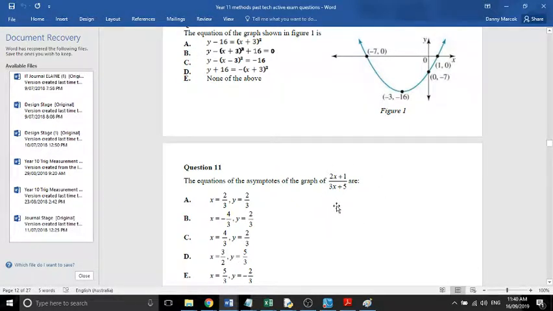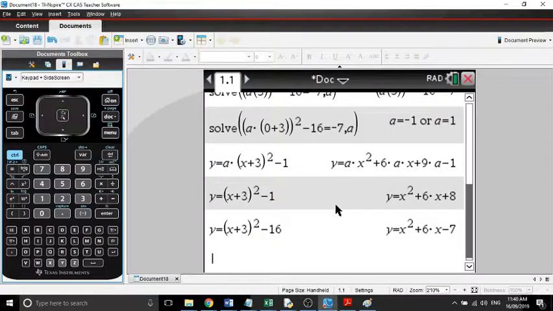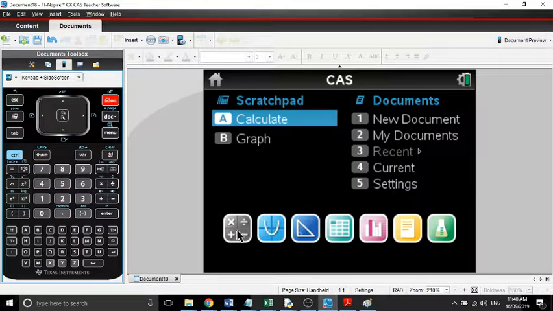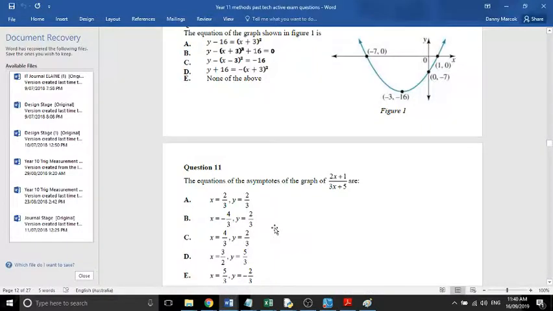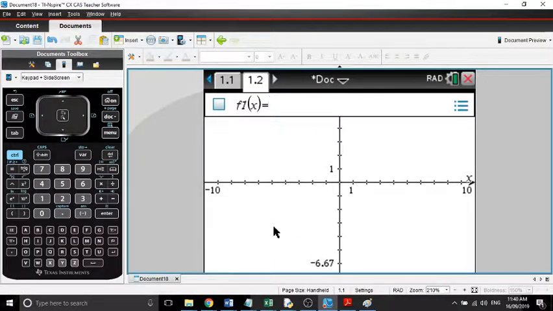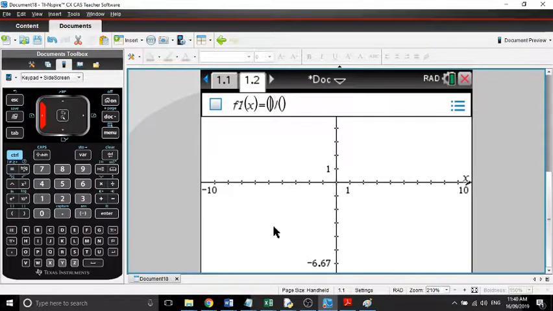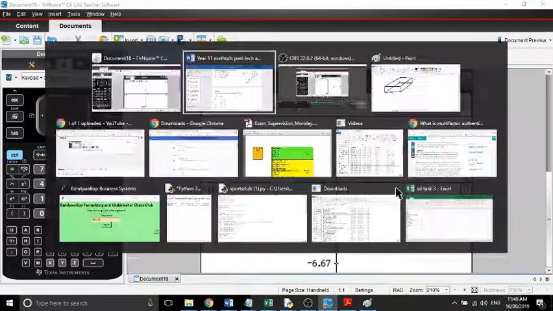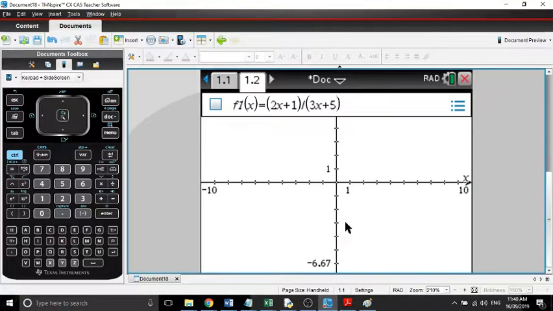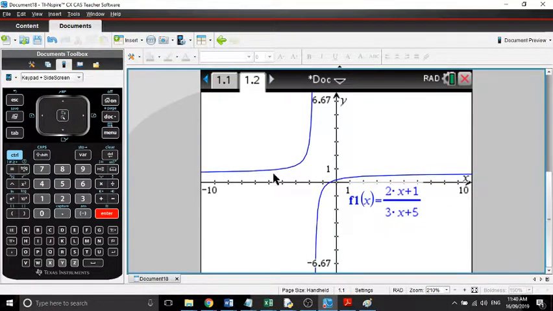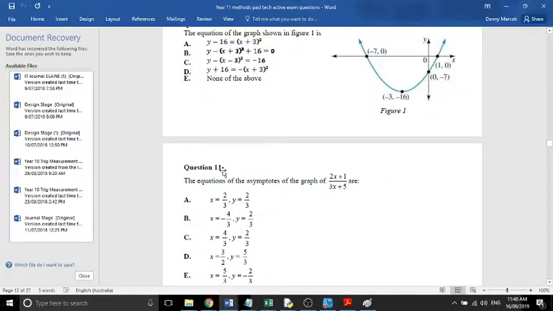Last one along, we're looking for equations of asymptotes. My advice is just to graph them. So put them in, we graph them, we say we are doing that divided by that. Over here we've got 2x plus 5, I think it is, 2x plus 1, and we've got 3x plus 5. Let's just check that. Let's graph that. We've got an asymptote here. It looks like we are approaching 2 over 3.